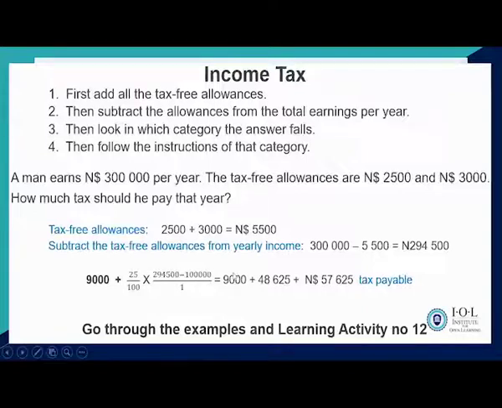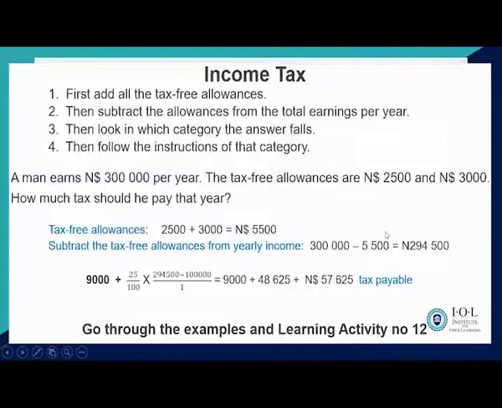So I have left 294,500. What's above 100,000? You subtract that 100,000 and get 194,500. 25% of that, that's your tax part for that amount, plus the 9,000. That gives you your total tax paid.